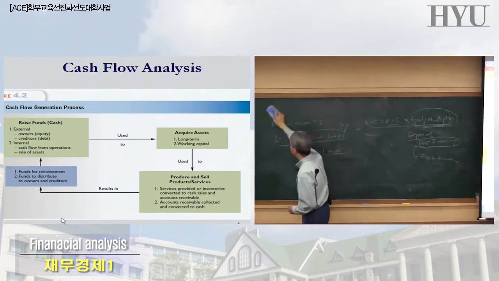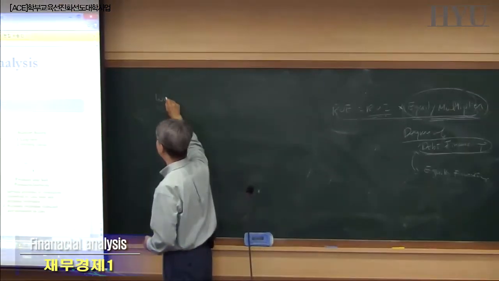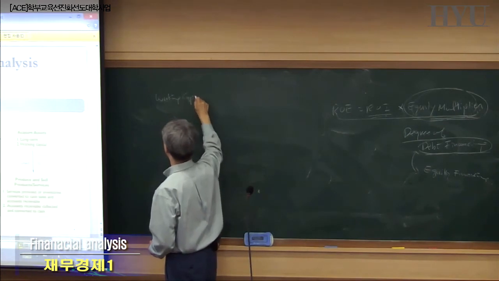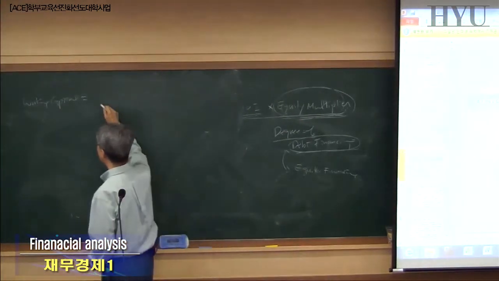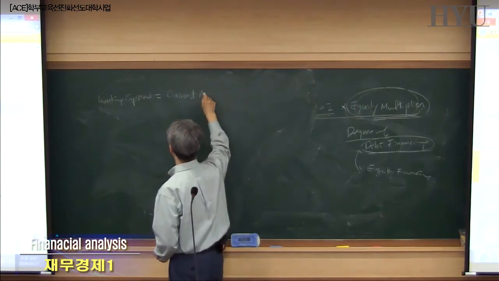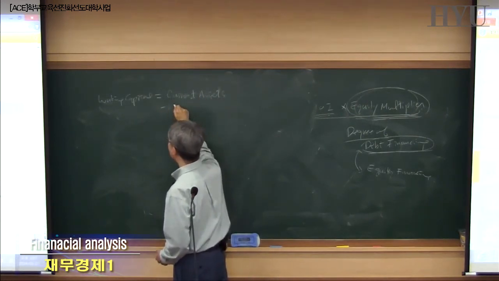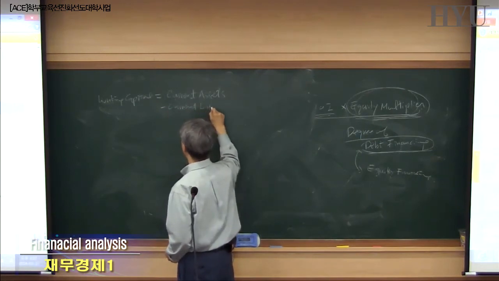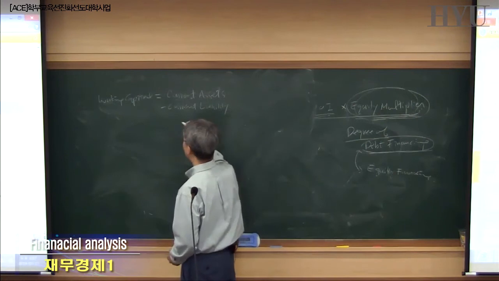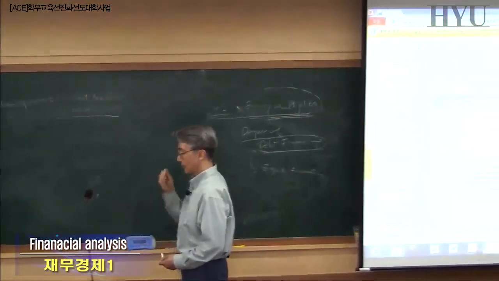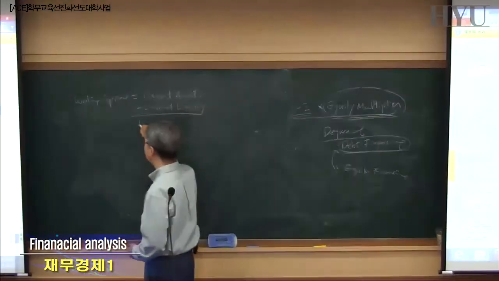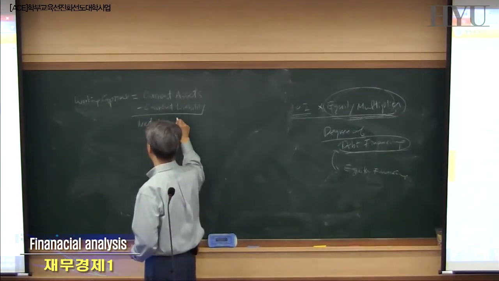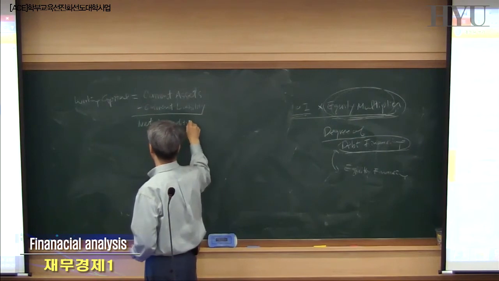Working capital is the difference between current assets and current liabilities. Current liabilities. And that's working capital. So you can say this is, in other words, net liquidity. Right?